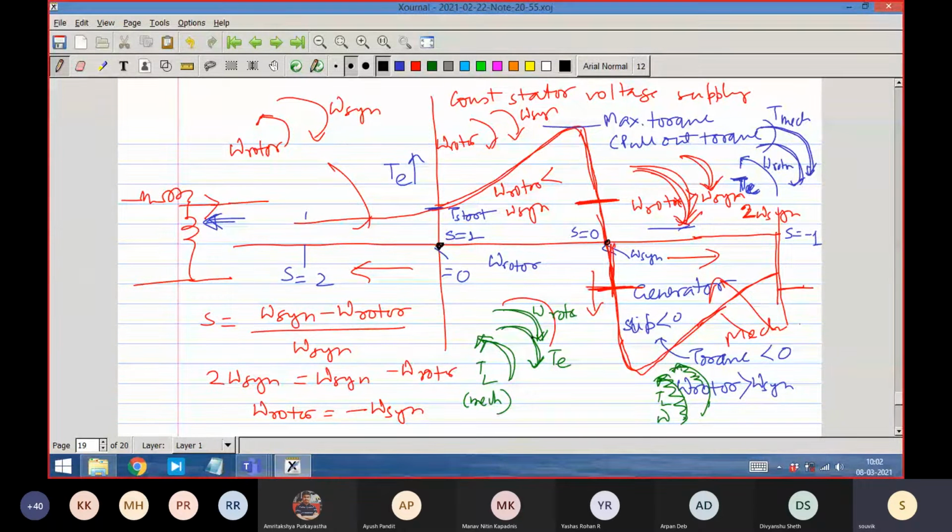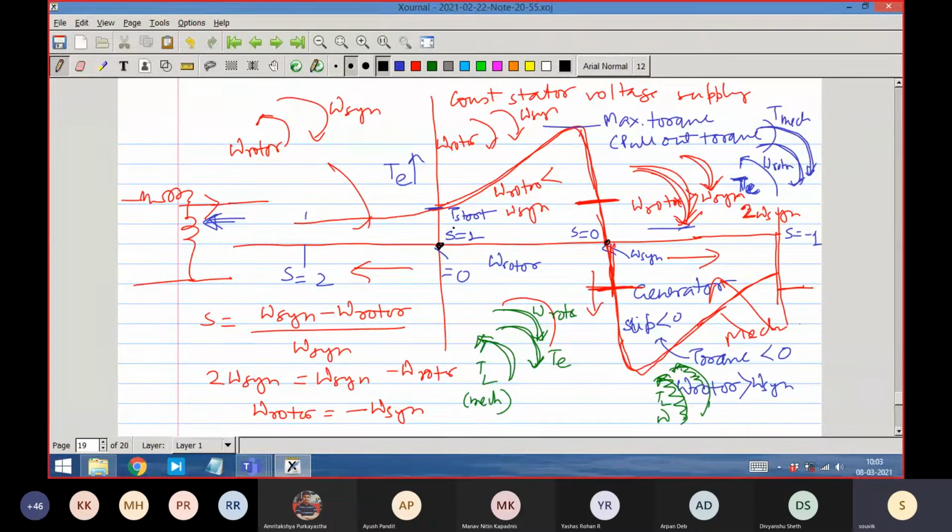That is the beauty of the induction machine. The synchronous machine doesn't have this beauty. A synchronous machine has no starting torque. An induction machine has a starting torque. Therefore, it is very suitable for motor applications. A synchronous machine is more suitable for generator applications. So this is the starting torque that is produced by the machine.